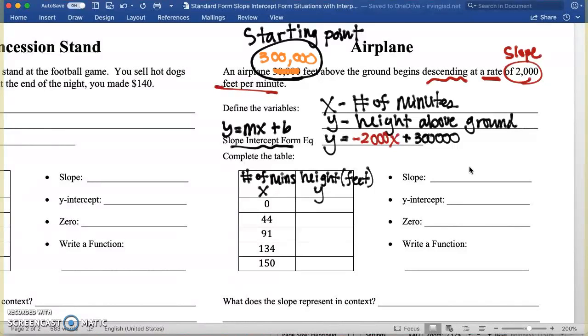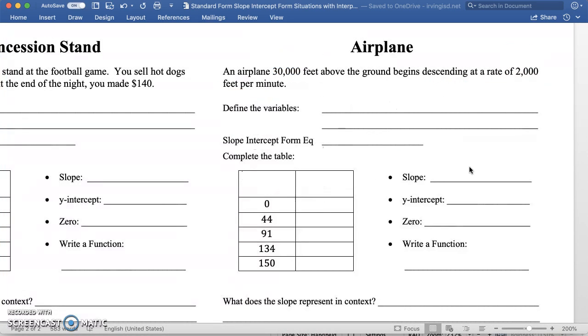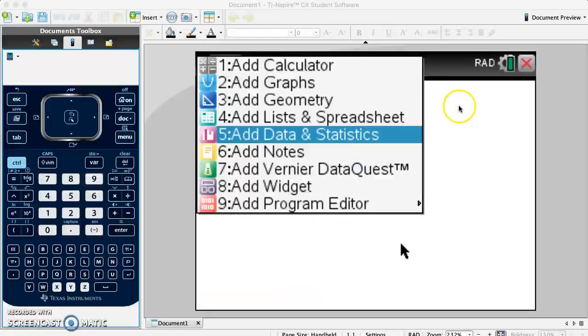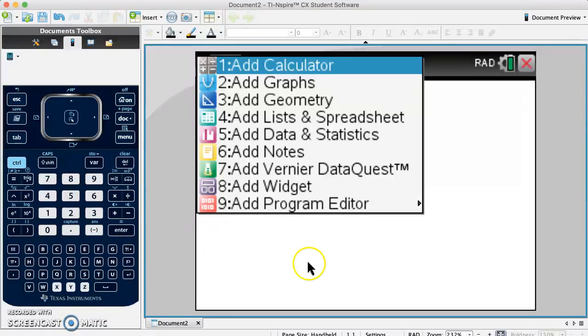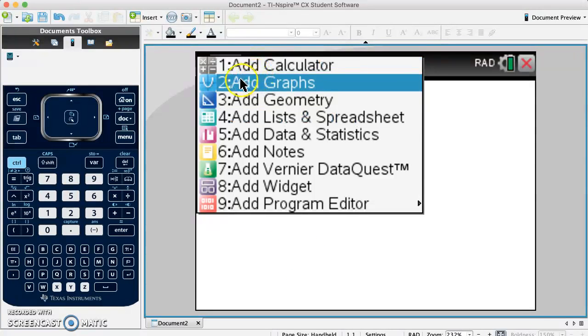And then we can get our points the same way we got our points before. So go to your calculator and home. So always go home, then number 1 for new document. And if it asks you to save it, no. In this case, it didn't ask me to save it because I already cleared the calculator. And I want to add a graph.